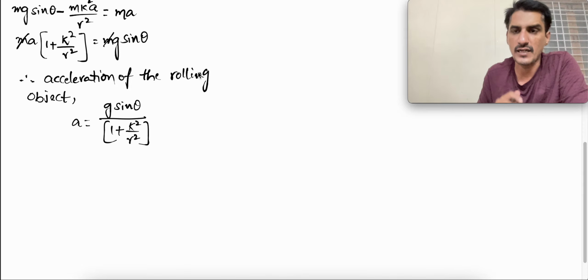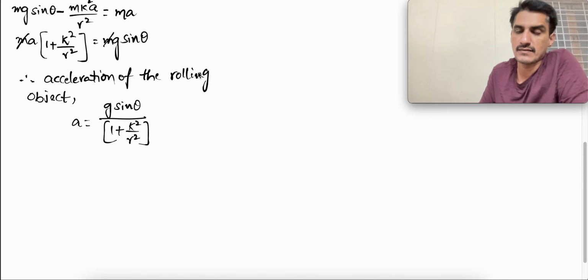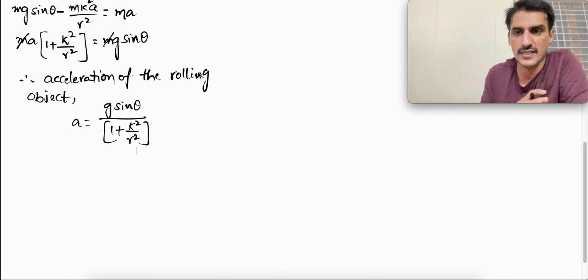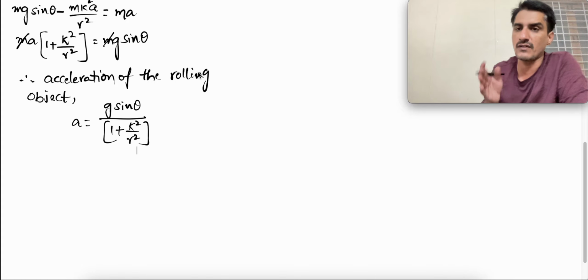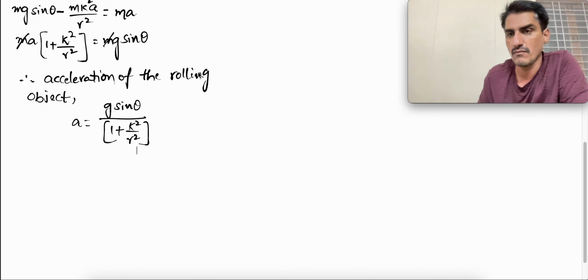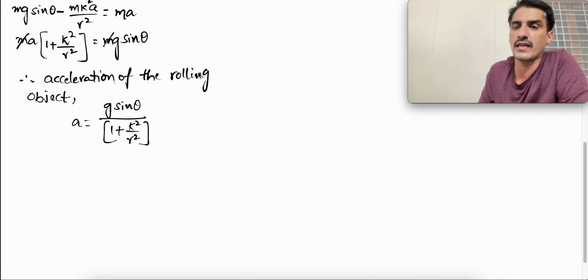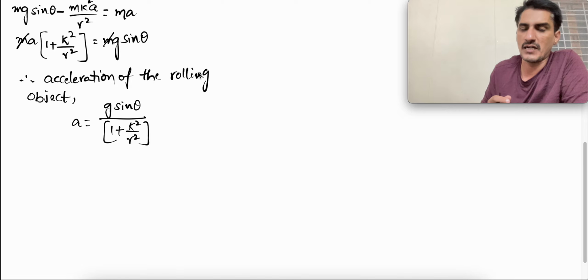If we take different objects like solid sphere, hollow sphere, ring, disc, k square by r square is different for different objects. Am I right or not? If it is a ring, then k square by r square value is how much? 1. Because k is the radius of gyration. If the ring is rotating around its own axis, then k is equal to r only, because the moment of inertia is mr square.